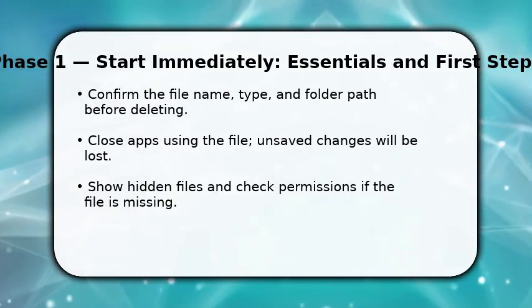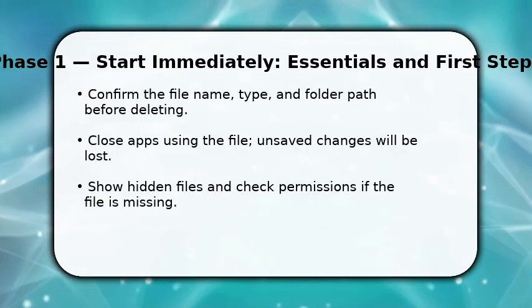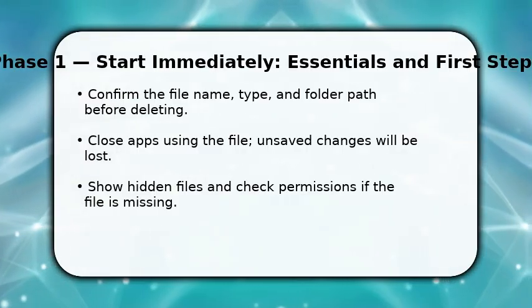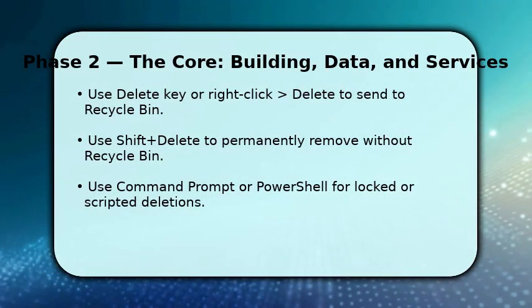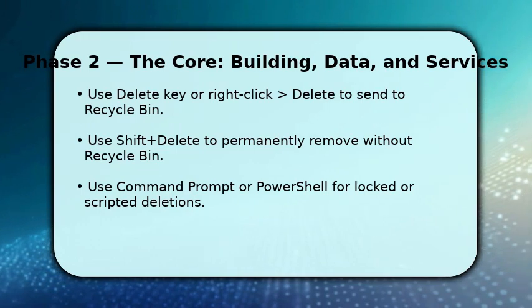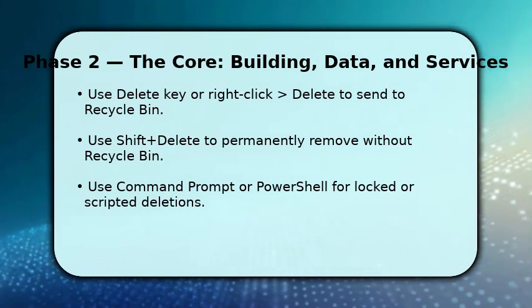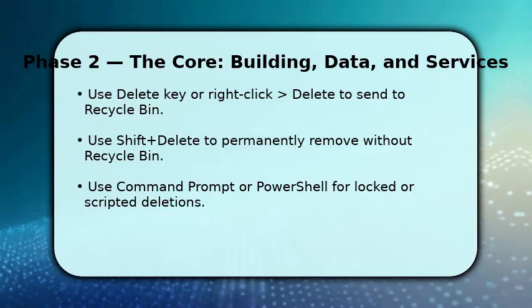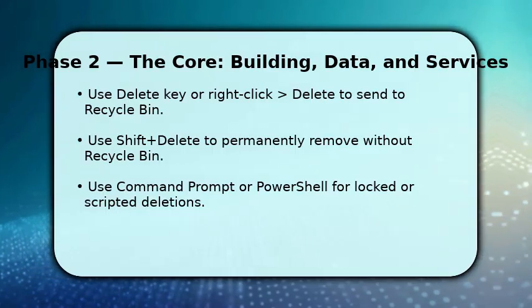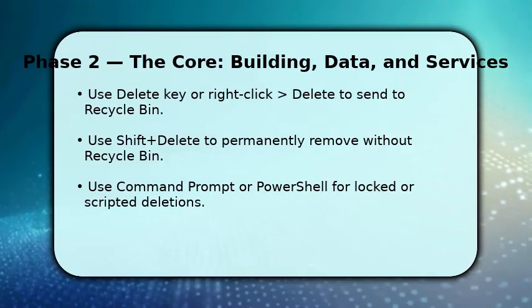Make sure to enable hidden files when necessary, because system or temporary files can be concealed. Now you delete with the method that fits your goal. For recoverable removal, press Delete or right-click and choose Delete, sending the item to the recycle bin. If you want permanent removal, press Shift plus Delete.